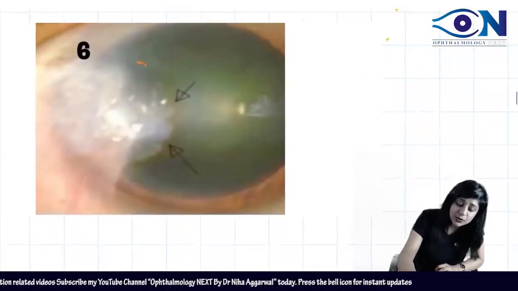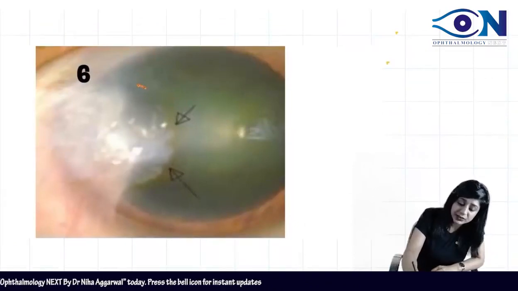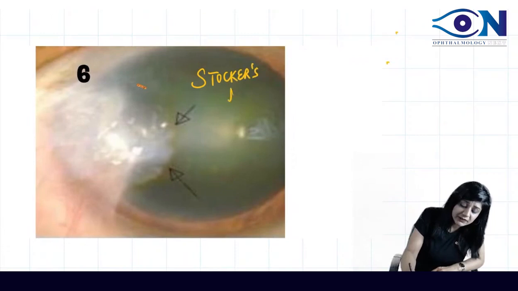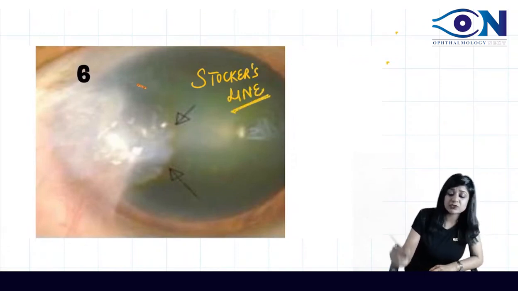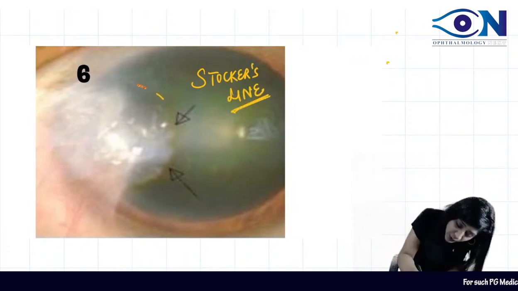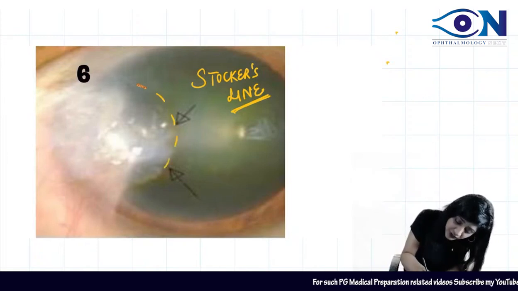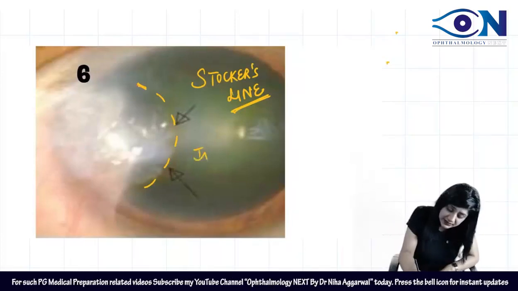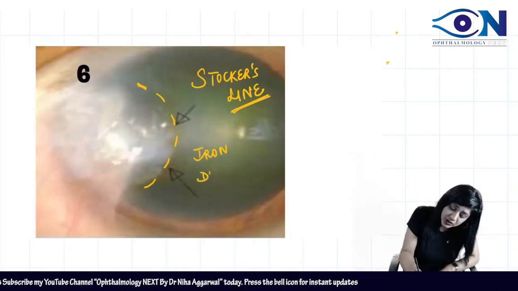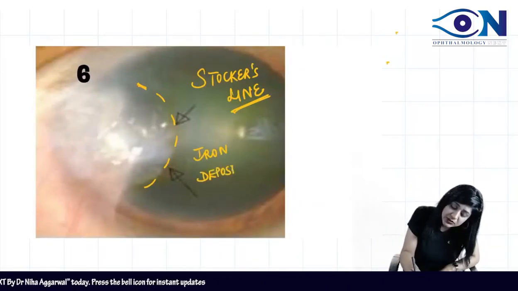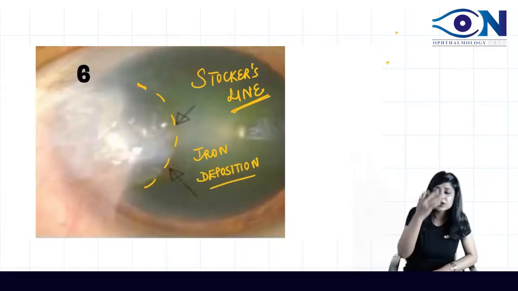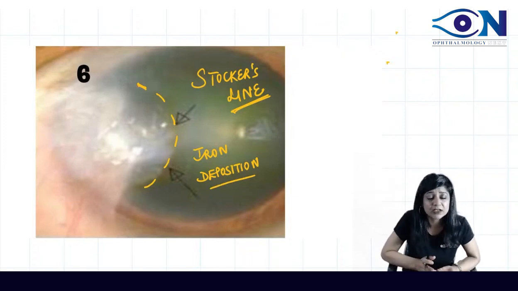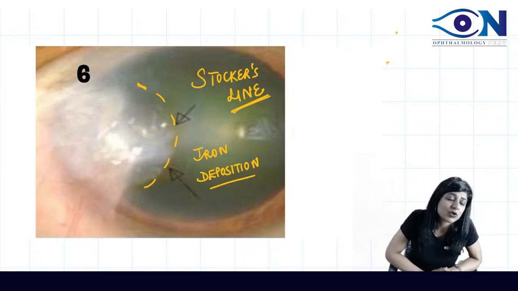We have another important thing in the pterygium, and that is called the Stocker's line. Again, a very, very important PYQ for your FMG exam. So we have the deposition of iron anterior to the advancing head of the pterygium like this. This is called the Stocker's line. This is nothing but iron deposition. Like we have a KF ring in Wilson's disease, here we have the Stocker's line.